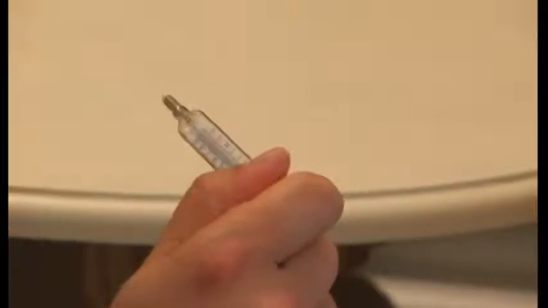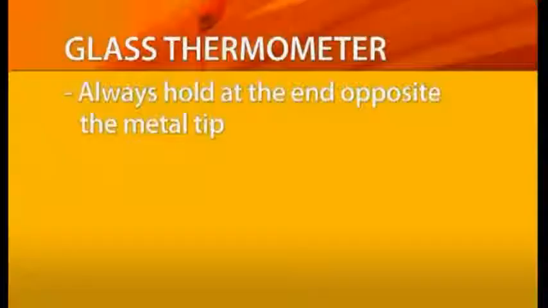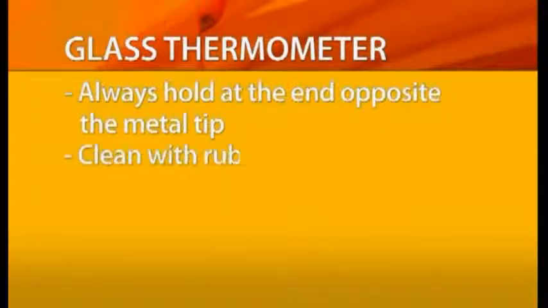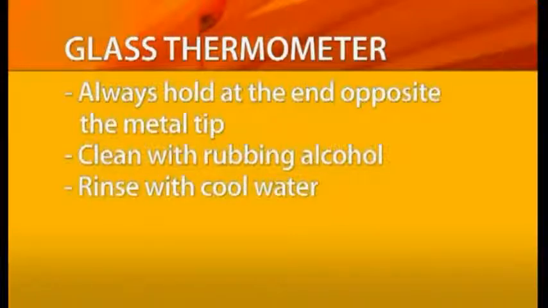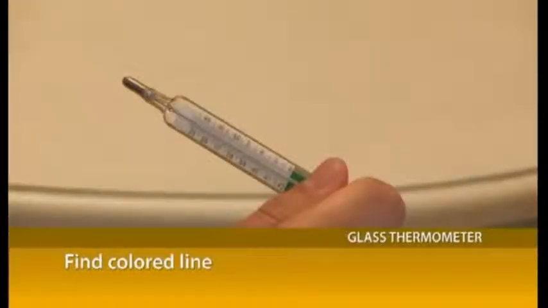Be sure to inspect it to make sure that there's no nicks or cracks in the thermometer. Hold the thermometer by the end opposite the colored tip. Clean the thermometer with rubbing alcohol. Rinse with cool water. Turn the thermometer in your hand until you see the colored line. Sometimes the line is red, blue, or silver.